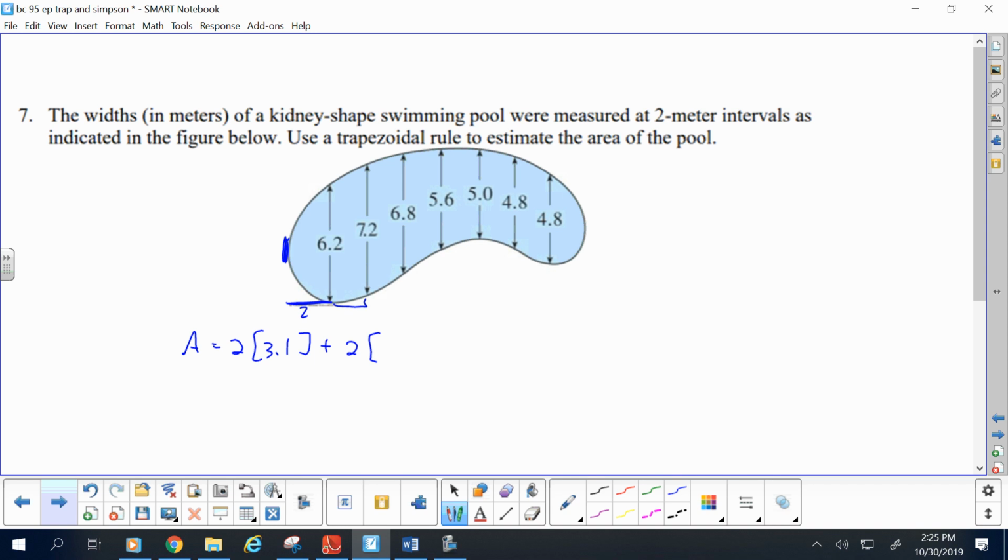Okay? The next region is 2y. And what's halfway between 6.2 and 7.2? 0.5 from 6.2, so 6.7. What's halfway between 7.2 and 6.8? Are you adding these and dividing by 2? Please tell me you're not adding these and dividing by 2. What's the difference? Split the difference.